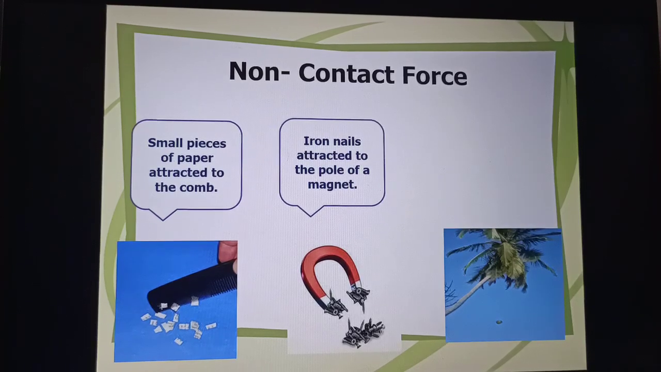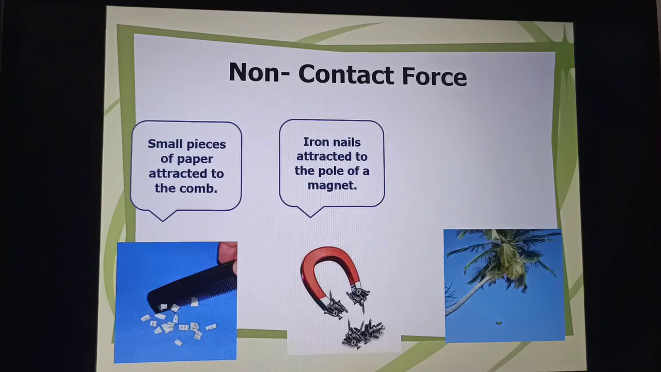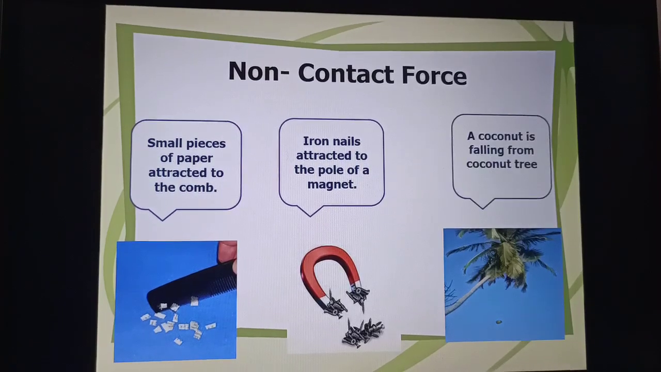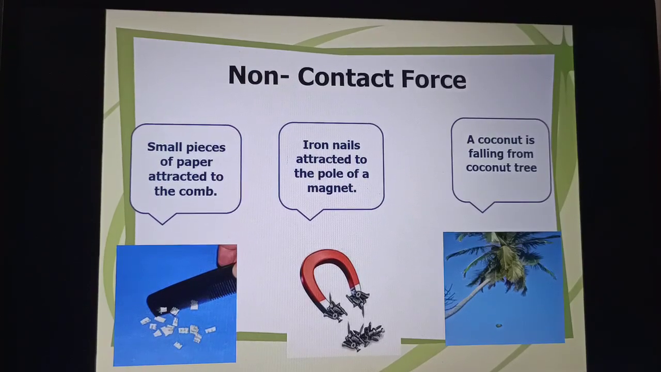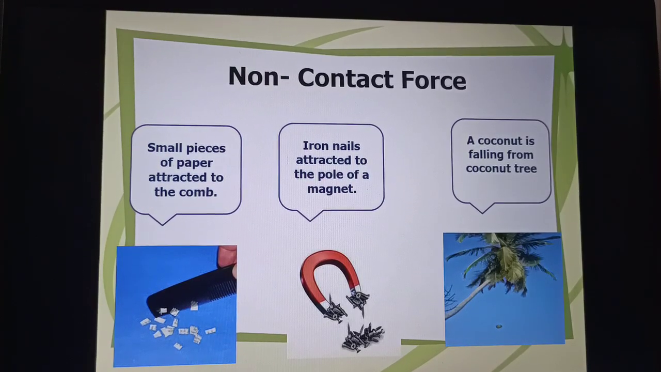In the second picture, iron nails are attracted to the pole of a magnet. How? Because of the magnetic force. In the third picture, a coconut is falling from the coconut tree. How does it happen? Because objects are attracted to the earth due to the force of gravity.